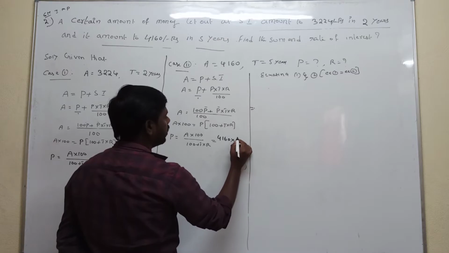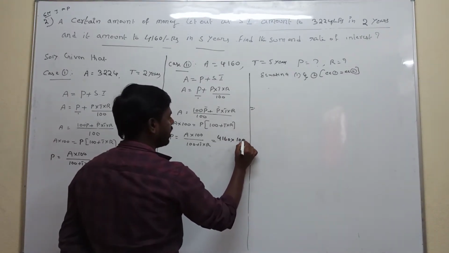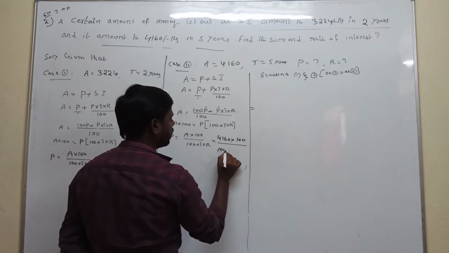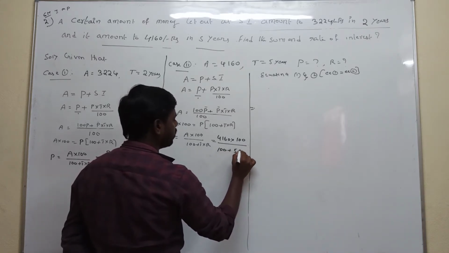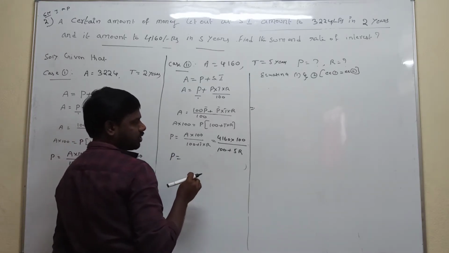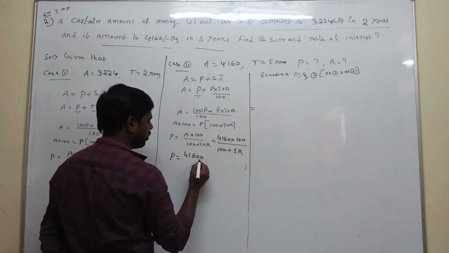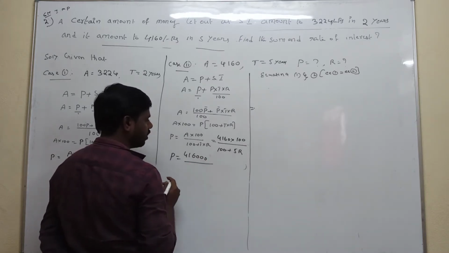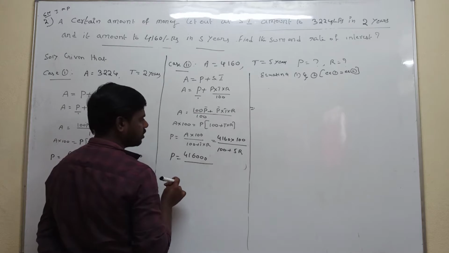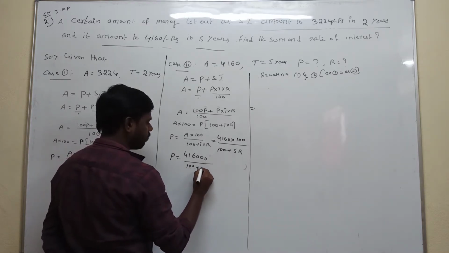4160 into 10t into 100 divided by 100 plus time t is equal to 5 into r is 5. Capital P is equal to 4160 into 100 is 41,600 divided by 4 lakhs 16,000 divided by 100 plus 5r.